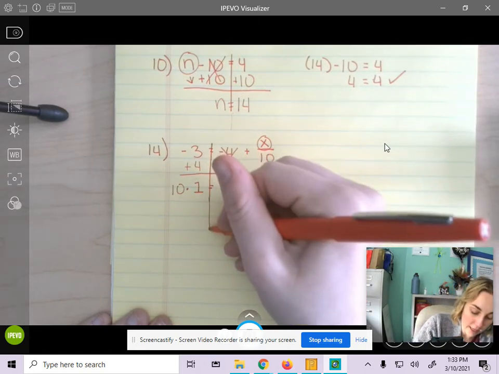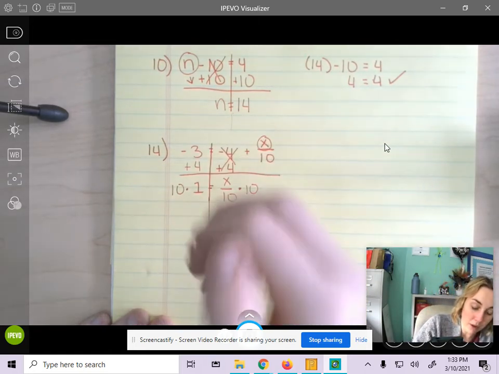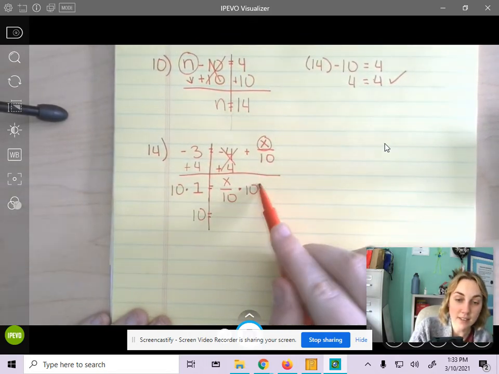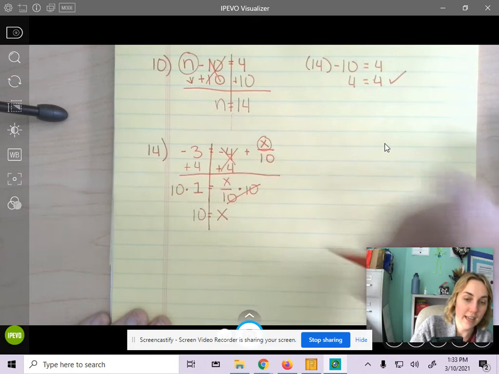And what we get this time is 10 multiplied by 1. Well, that's just going to give us 10. And then again, these cancel out, leaving us with just x.